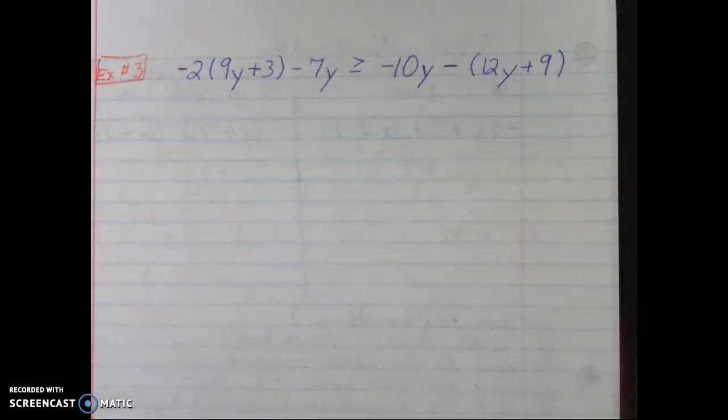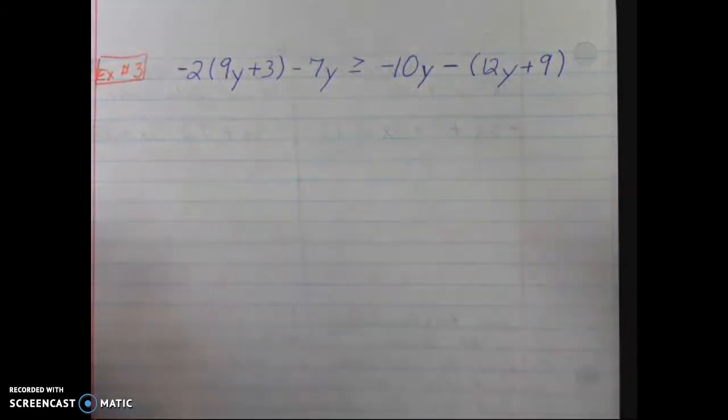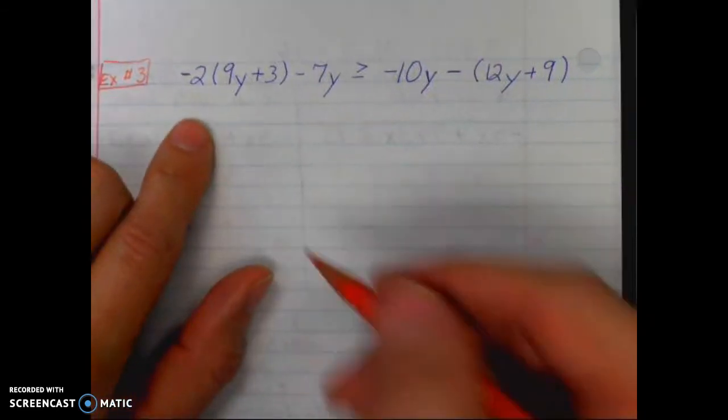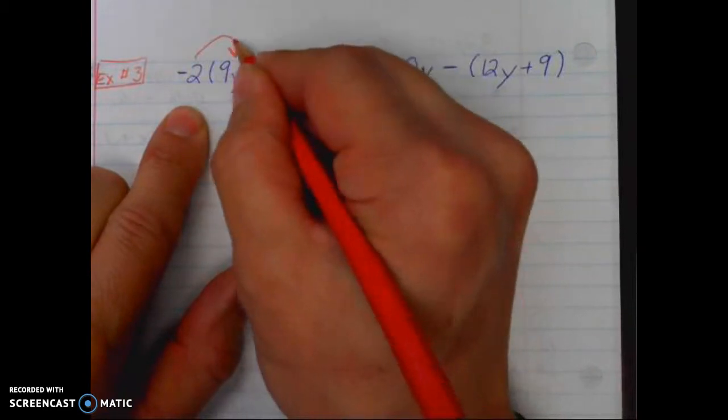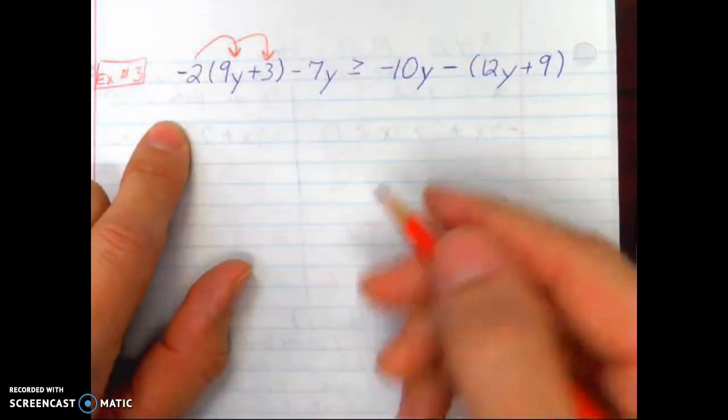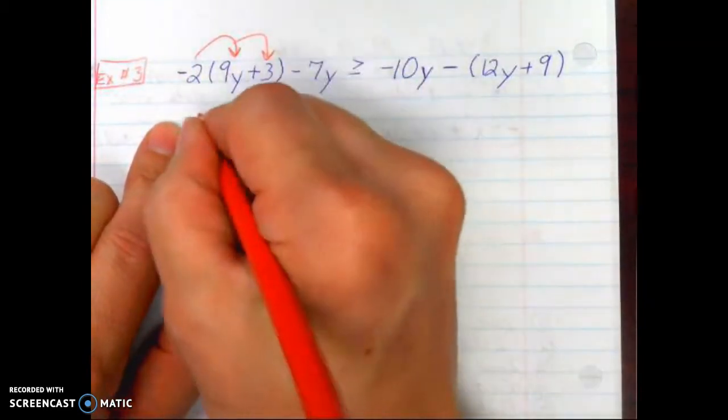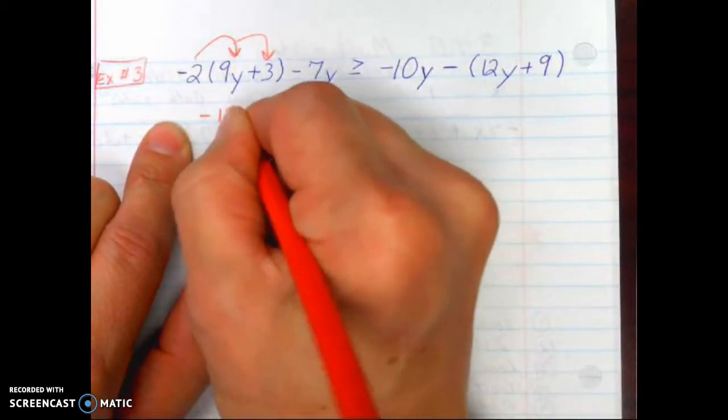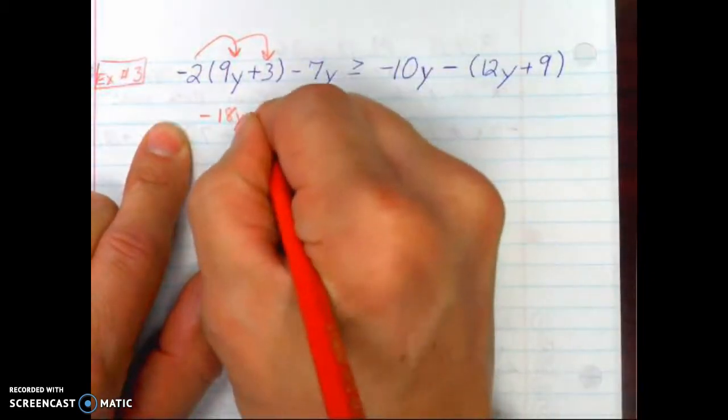Alright, so here's our last example on this lesson, and it's a big one. So hit pause right now and copy this down. Okay, so now that you did this, step 1, we look for parentheses. Well, we have parentheses right here, right there. So I'm going to go through this one a little bit quicker. So I go negative 2 times 9 is negative 18y. Negative 2 times 3 is negative 6.